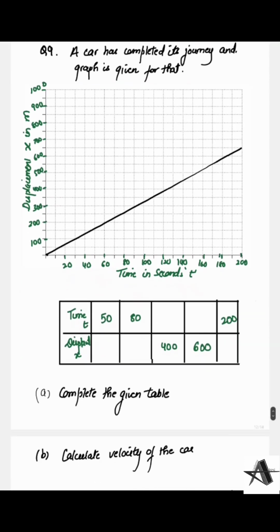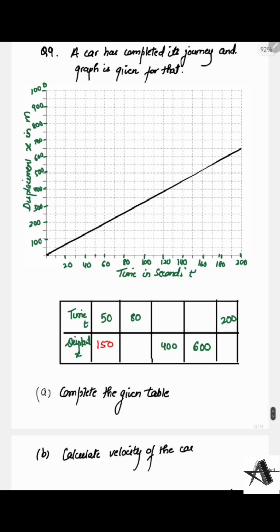Question 9 says a car has completed its journey and a graph is given for that. This is the graph given. We have to complete it. At 50, 50 is here. So what I need to do is draw a horizontal line and then a vertical line. This value will give you approximately, you can say, 150. At 80, you'll get 250. 400, that means here 400, and then draw a vertical line. It will be 125.